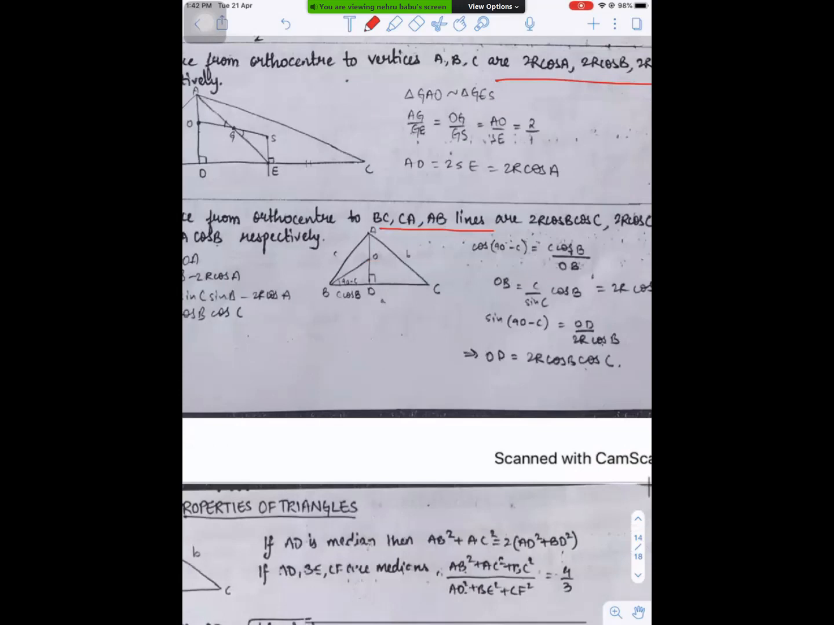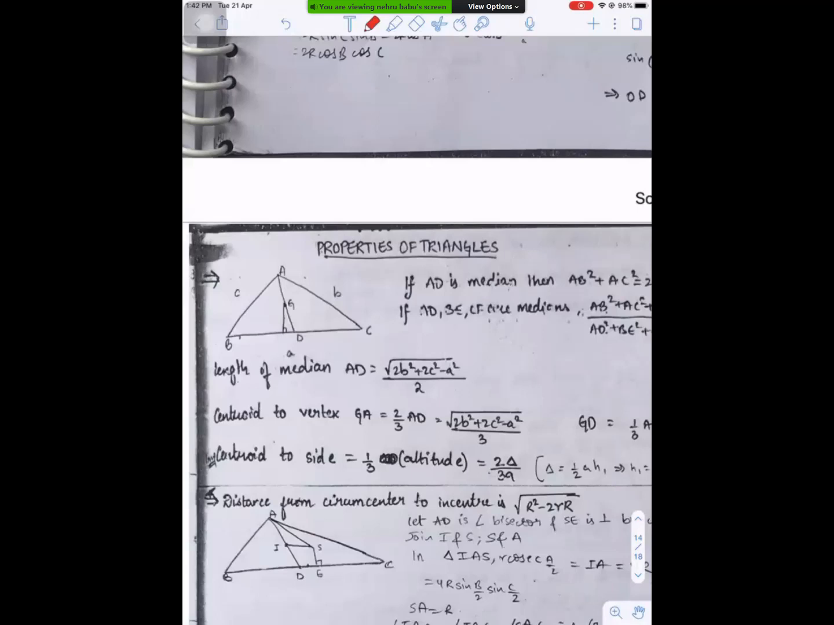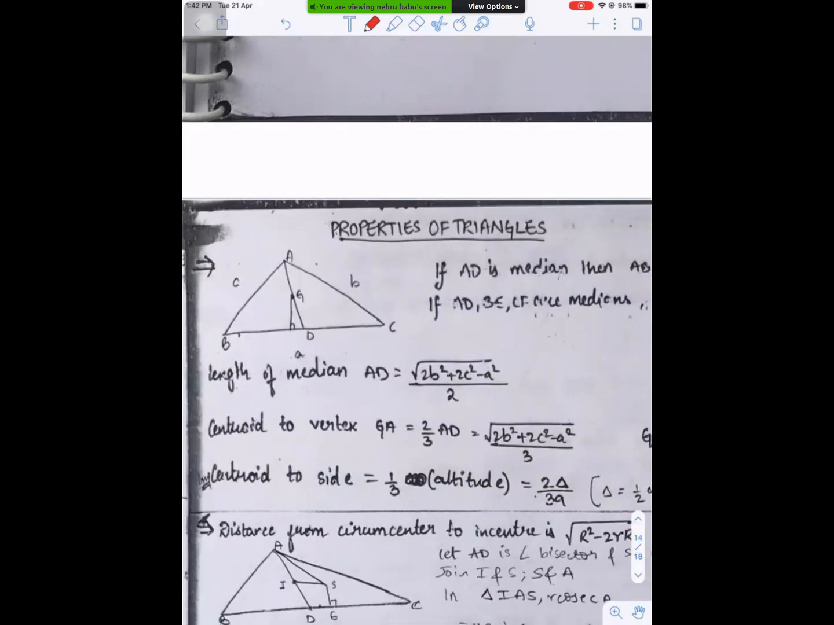And related to median, vertex distance. Centroid to vertex distance, GA, is exactly 2/3 of AD, because G divides AD in a 2:1 ratio. Already we know the length of median from Apollonius theorem: length of median is root of 2b square plus 2c square minus a square, by 2. From that, GA length is root of 2b square plus 2c square minus a square, by 3.